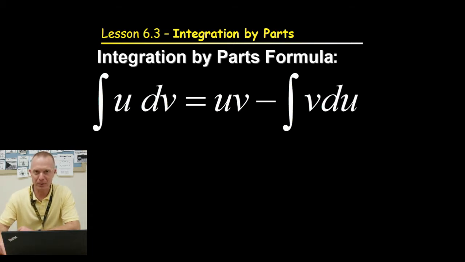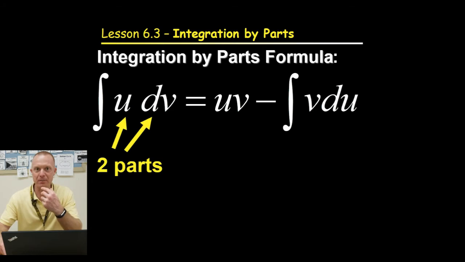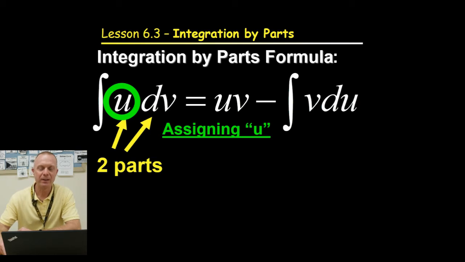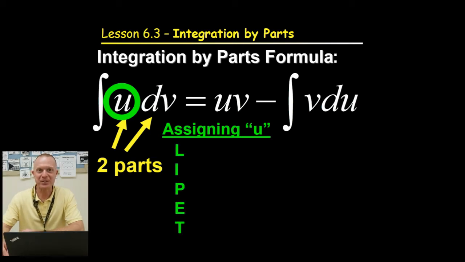But what do all these symbols mean? Well, first of all, it's going to be the integral of u dv, which are the two parts. One of them is going to be a function u, and one of them is going to be a function dv. How do we know which one's which? Well, the u function gets assigned using something called the LIPET test. Now, the LIPET test is just an acronym for assigning a math function to be u.